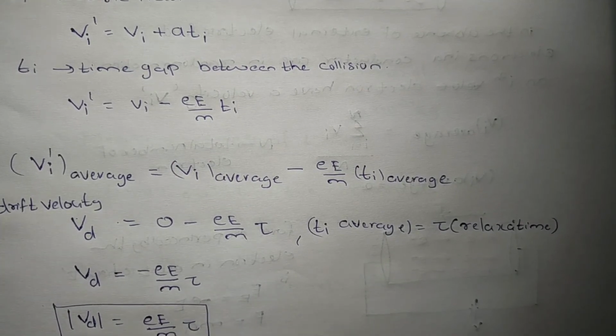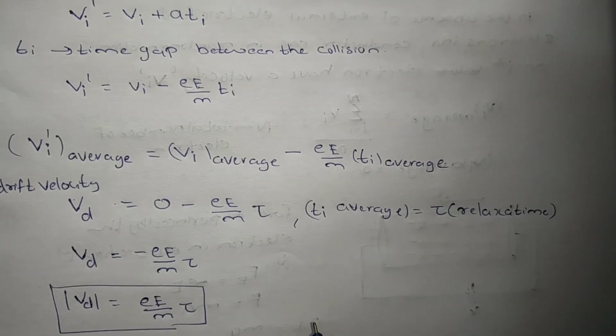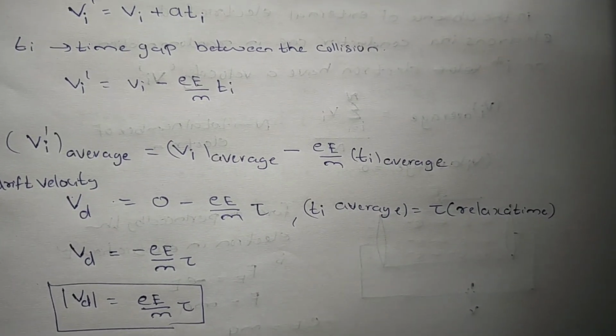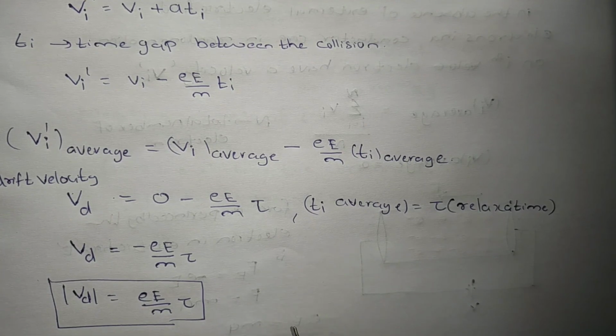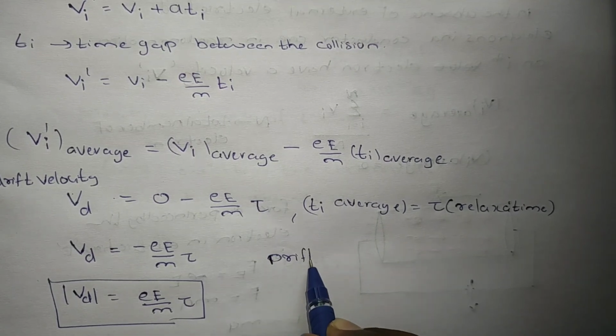Now let us define drift velocity. How is this drift velocity obtained? When the electric field is applied, the electron collides with a positive ion. Again it is accelerated, so the velocity increases. Again it collides with a positive ion, and the velocity decreases. Again it is accelerated. So finally it gets a constant average velocity.